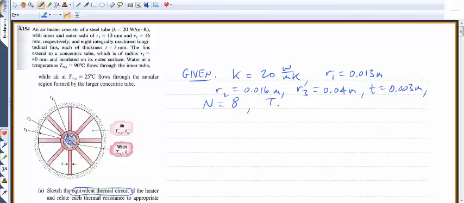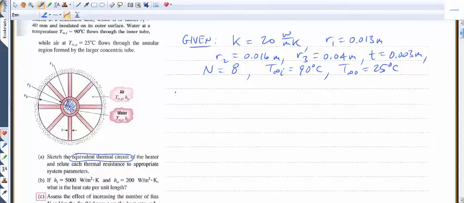We know that the temperature of the inside fluid is 90 degrees C, and the temperature of the outside fluid is 25 degrees C. Outside fluid, of course, being air. So the first thing we want to do is sketch an equivalent thermal circuit, which we don't really need numbers for. It's more of just a pictorial representation. The idea is that part A helps us solve part B.